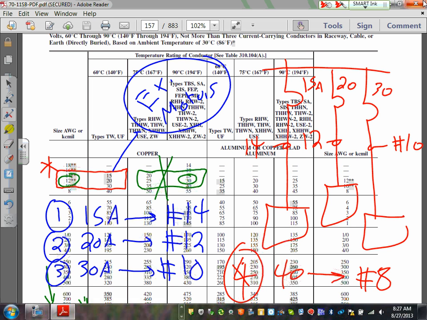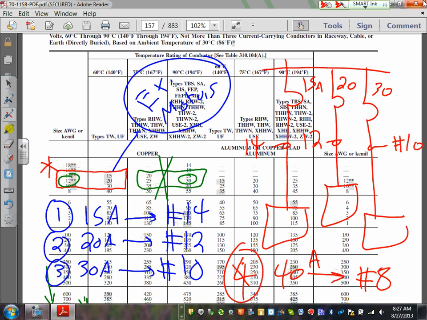Then you look at your spaghetti that you have done and say, Chad, what size conductor is that? Well, yesterday we talked about the branch circuit. Is it a 15 amp branch circuit? Yep. What conductor is it going to be? Number 14. Is it a 20 amp circuit? Yep, 12. Is it a 30 amp circuit? Yep, 10. Is it a 40 amp circuit? Yes, it's number 8. That's what you're going to do in dwellings.